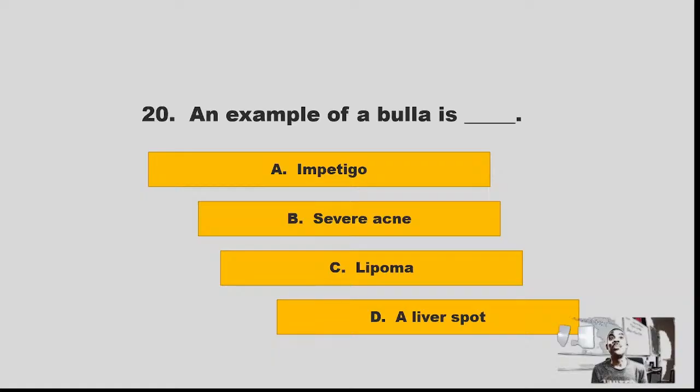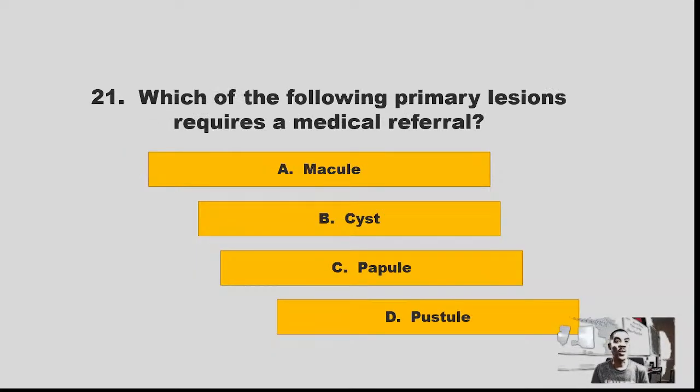An example of a bulla is impetigo, severe acne? Is it lipoma? Or is it a liver spot? An example of a bulla is impetigo, severe acne, lipoma, or a liver spot. Had to sit back on that one. And if you chose A, impetigo, then you are correct. Let's go to the next question.